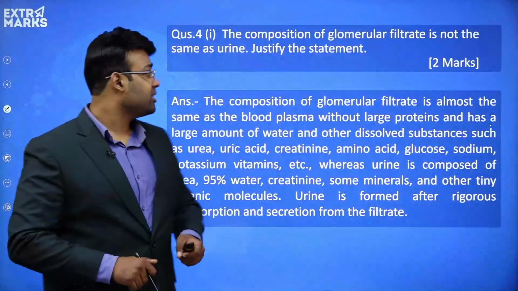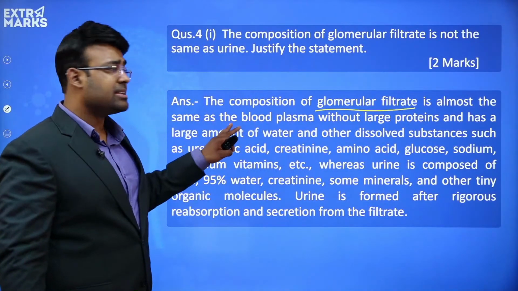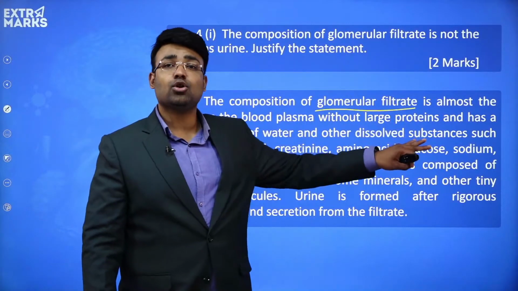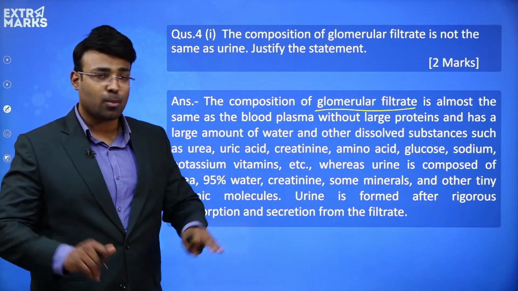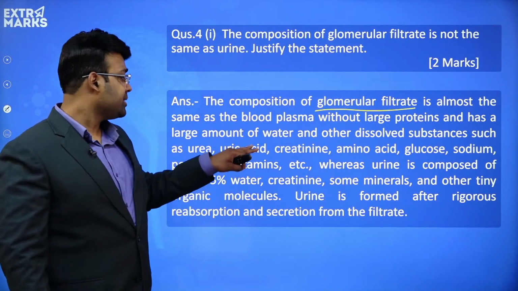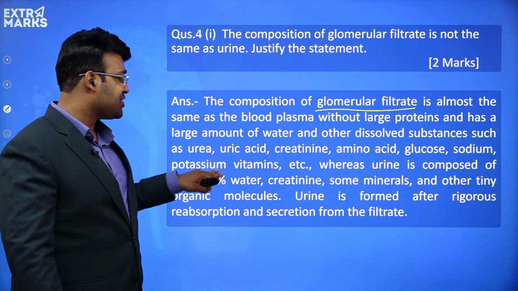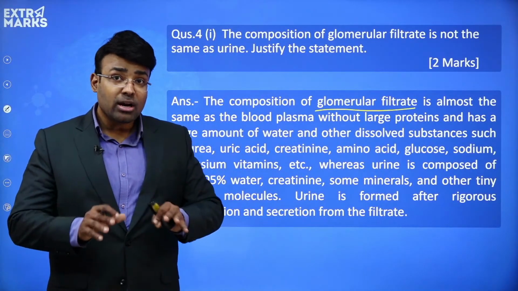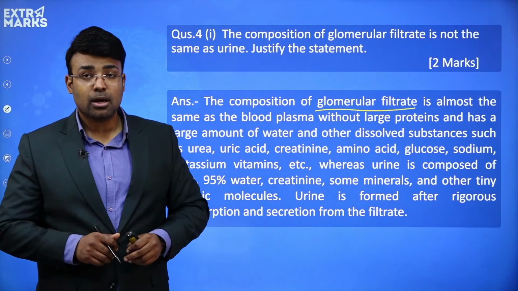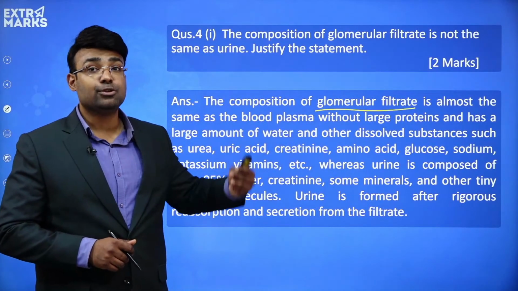Here you can see, everyone, the composition of glomerular filtrate is almost the same as the plasma. The only difference is that large proteins and corpuscles are absent in the glomerular filtrate. So substances like urea, uric acid, creatinine, amino acid, glucose, sodium chloride, potassium, vitamins, etc., they all are present in the glomerular filtrate. But these things should not go away.